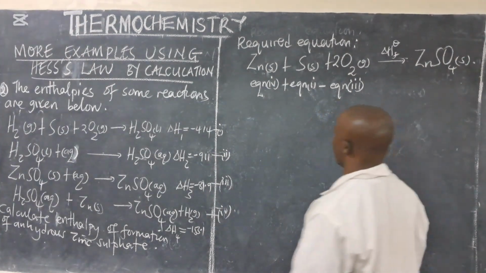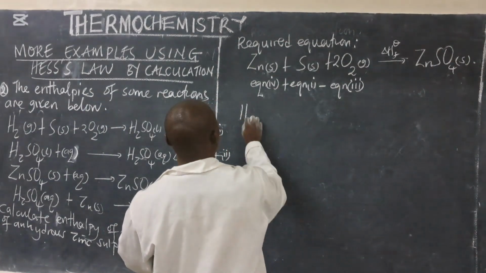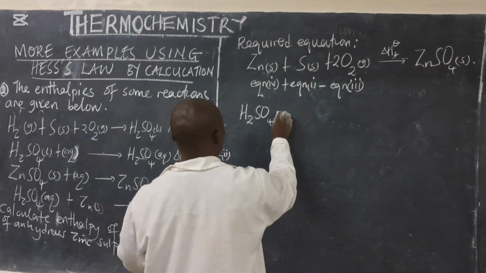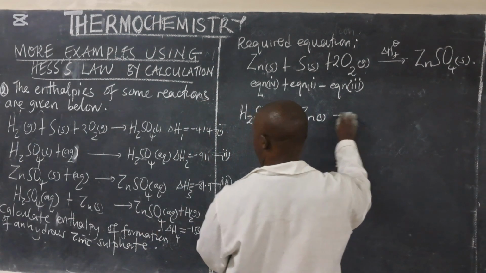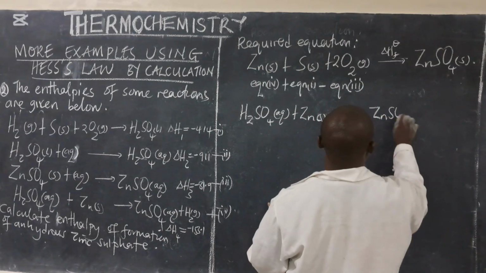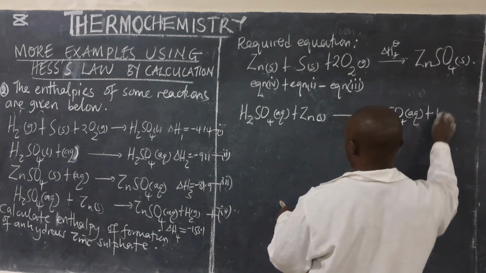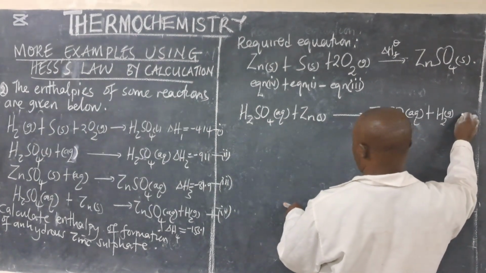Now what do I see? Let me first list this equation 4. This is equation 4 here. Sulfuric acid, aqueous, plus zinc, giving us zinc sulfate, aqueous, plus hydrogen. And this remains the way, delta H4, standard value.